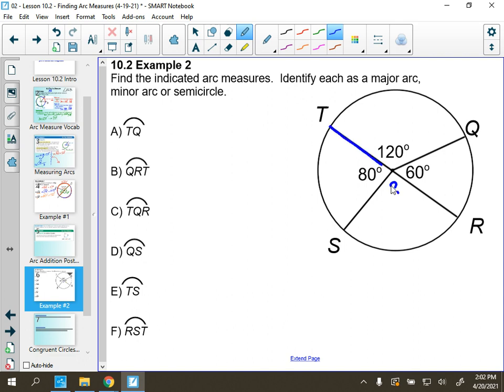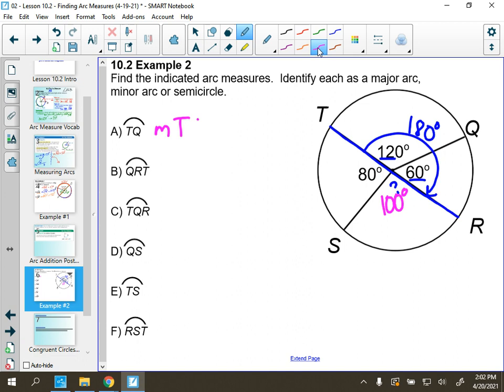It doesn't tell me I have a diameter, but I know because of the numbers, 120 plus 60 is 180. So from here to here is 180 degrees, making segment TR a diameter. So if that's 180, this has to be 180 here. So it works out nicely where this is exactly 100 degrees. Sweet. All right, let's do the measures. Let's get all these done.